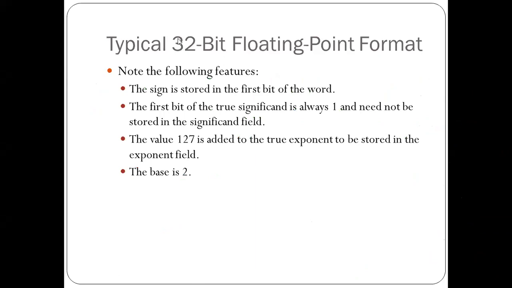So this is just a summary. Sign is stored in the first bit of the word, which is the most significant bit. And the first bit of the true significand is always 1. We are not storing this one anywhere. It is implied, and need not be stored in the significand bits. The value 127 is added to the true exponent to store it in the exponent field, which is 8 bits wide. And the base here is 2.